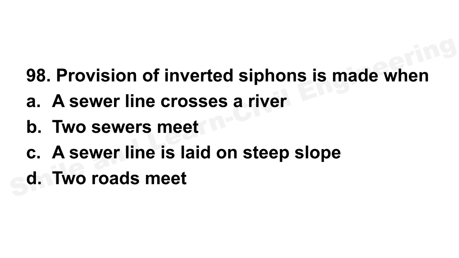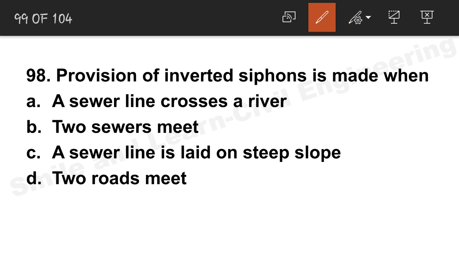Question number 98, provision of inverted siphons is made. So inverted siphons where two sewers meet. Inverted siphons are normally used for storm water or sewage under streams. So when mixed kind of water flows, then inverted siphons are provided.